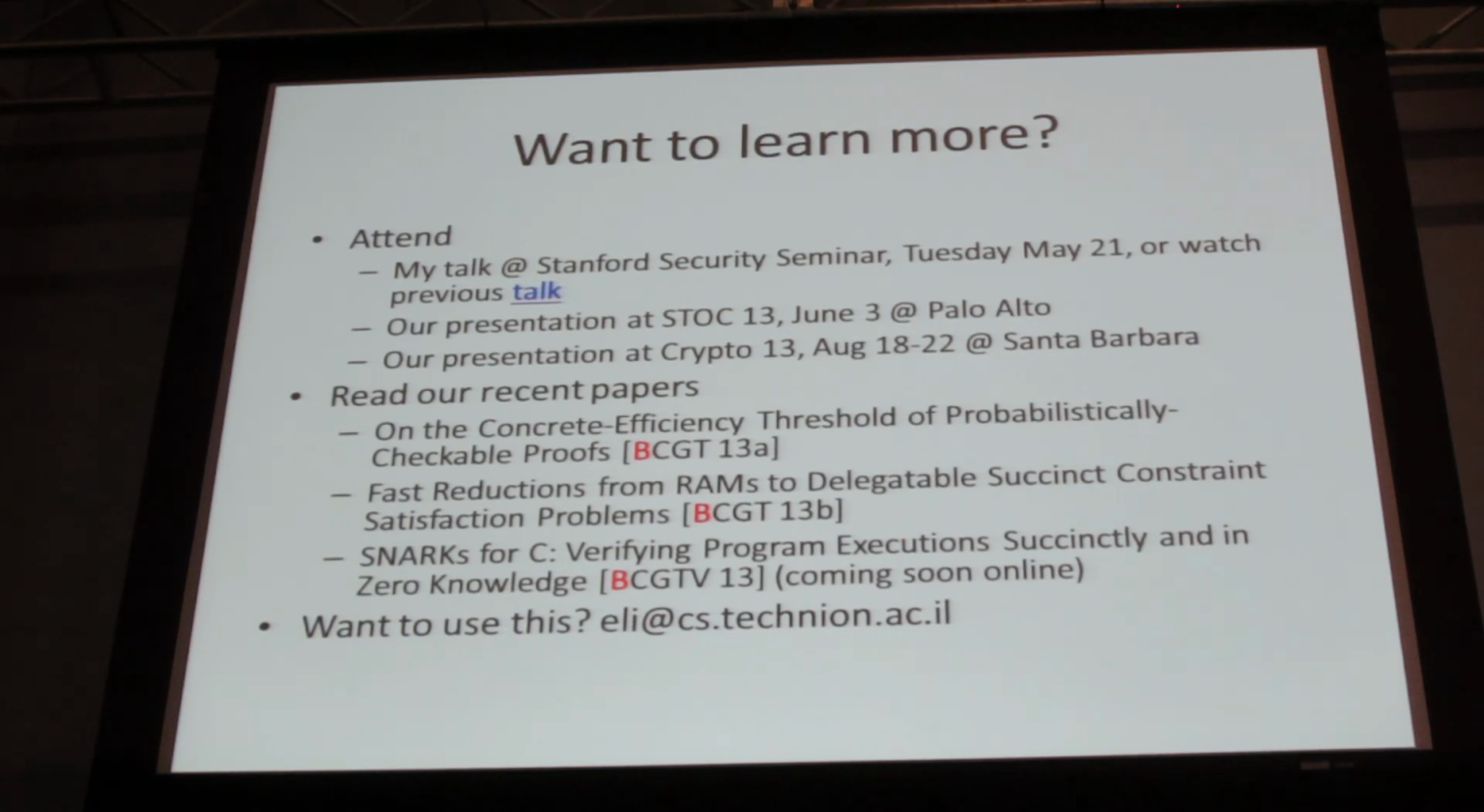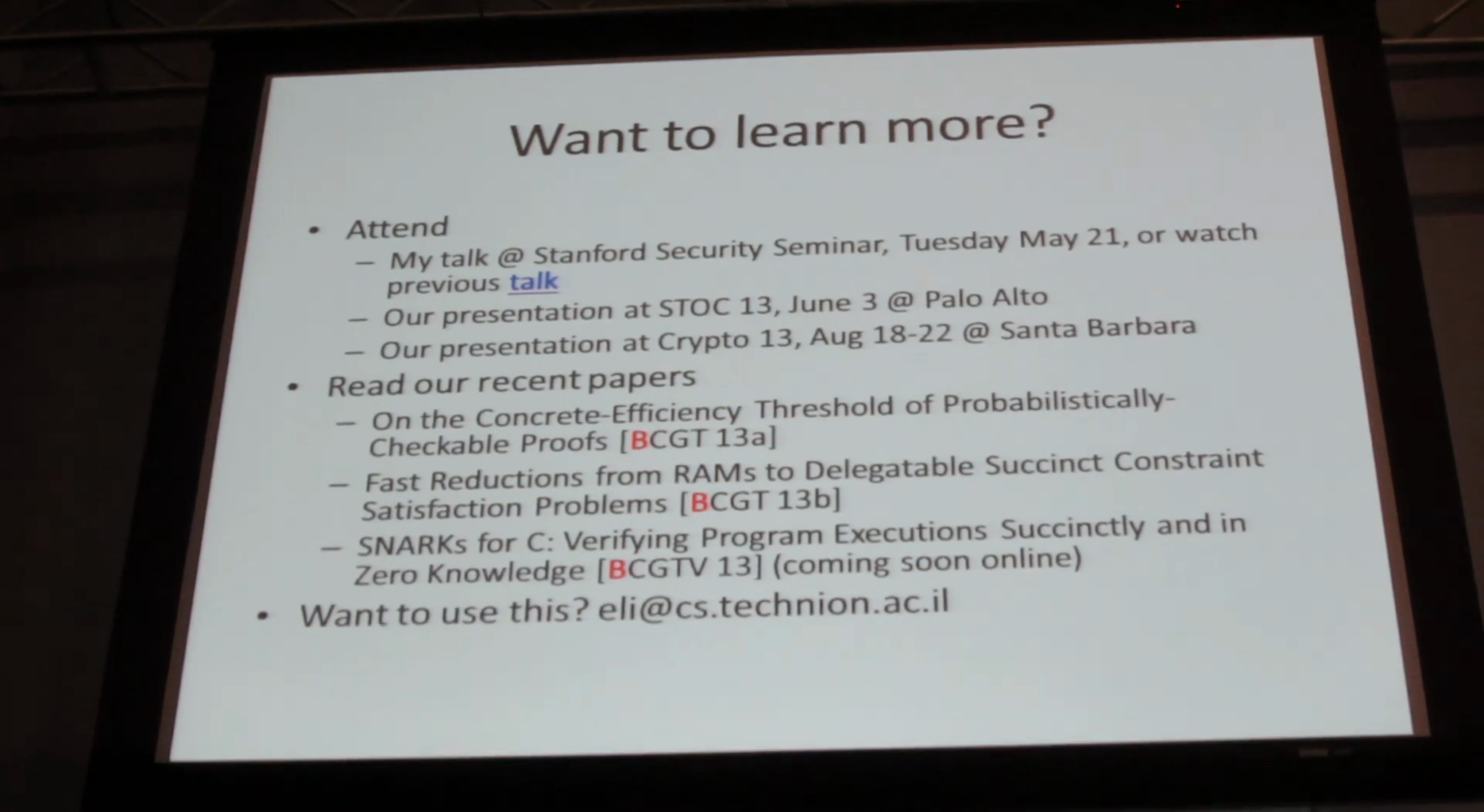Also, you're welcome, again, all of these conferences happen to be taking place very close by. June 3rd, that's like in a week and a half, there's going to be a presentation of our work at one of the main conferences on theoretical computer science called STOC.